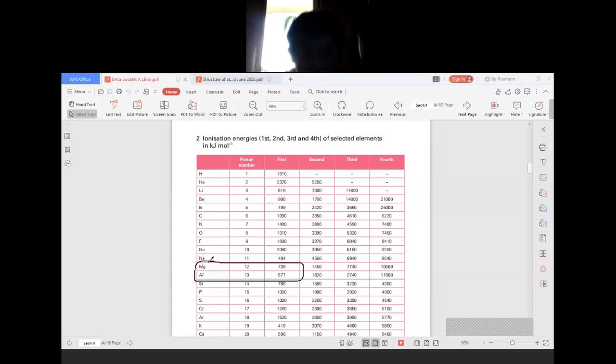Aluminium is in group 3. Magnesium is in group 2. From magnesium to aluminium, the ionization energy should increase. But in this one, it decreases: 736 for magnesium and 577 for aluminium. How to explain, Clarabella?